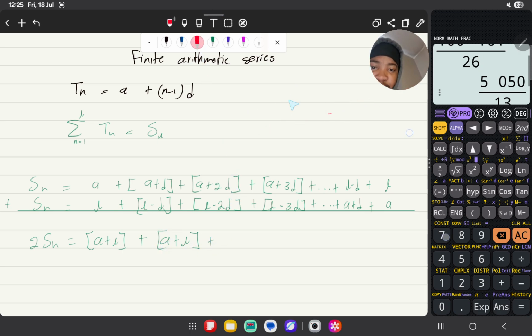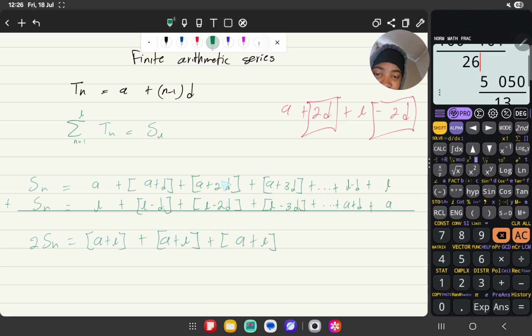I'm on the third one. So I have A plus 2D, plus L minus 2D. And this minus 2D together with this plus 2D, they cancel each other. Then I have A plus L, right? So we've done with this one, we've done with this one, we've done this one.